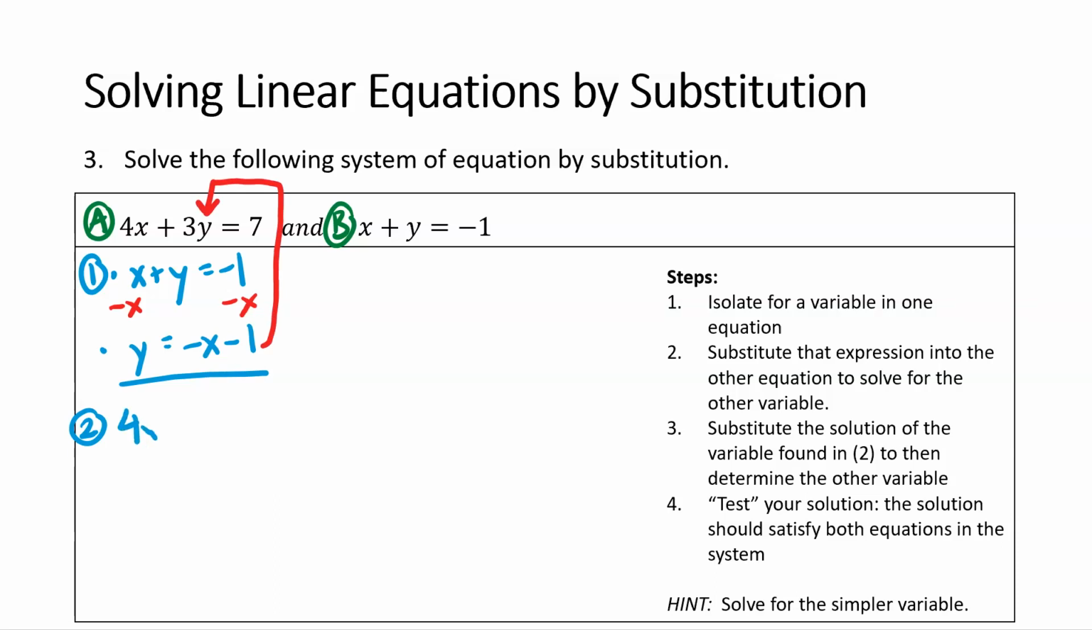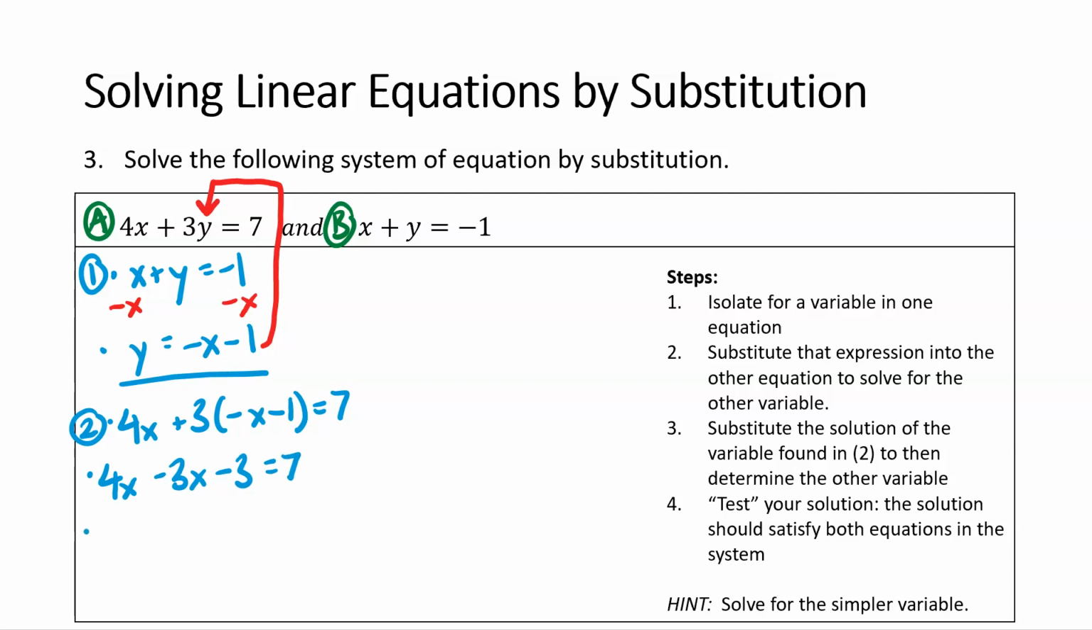So we have 4x plus 3 times y, which is -x minus 1, and that equals 7. Step 3 says, or that's step 2, and what we want to do is solve for x. Okay, so let's expand this equation. 4x plus 3 times -x is a -3x. 3 times -1 is -3, and that equals 7.